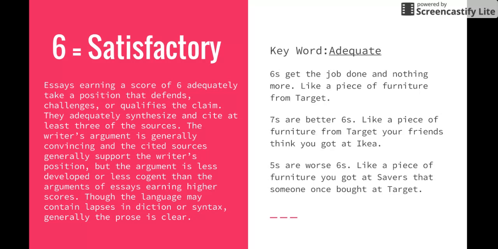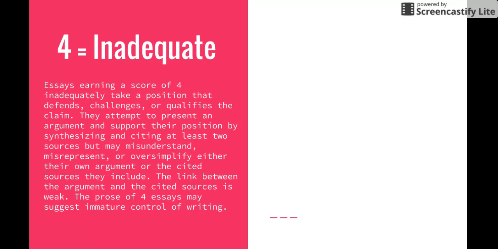But then you've also got 5s. Okay, so 5s are worse 6s. And that's when you go to Savers and you're like, oh, check out this furniture. This will totally work in my living room. Sure, it's kind of dinged up. Where did this come from originally? Oh, Target. So someone else went and bought this at Target, used it for a long time, and then gave it to Savers, and now you have it. That's a 5.